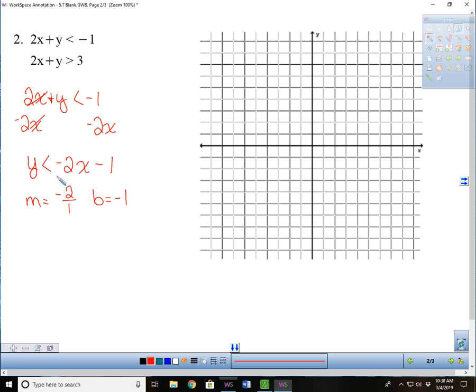Since y is less than, I'm going to shade below. And since I don't have the equal to, that means I'm going to have a dotted line. So we'll start at negative 1, and we're going to go down 2, to the right 1. Down 2, to the right 1. Remember, you only need 2, but if you wanted a couple more. Or the opposite of that would be up 2 and left.